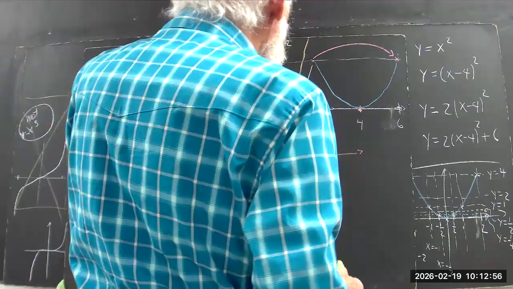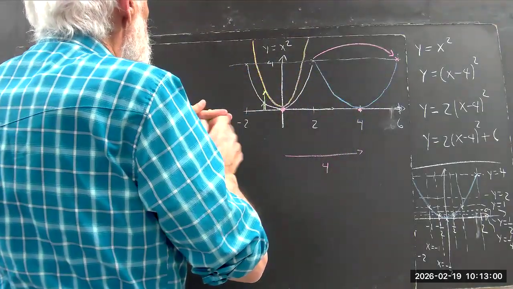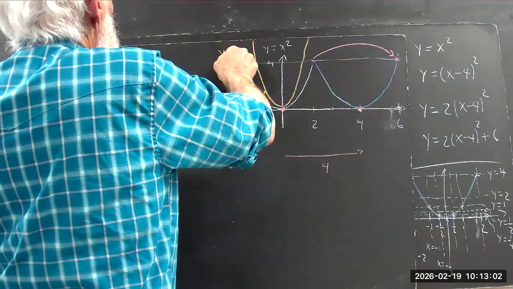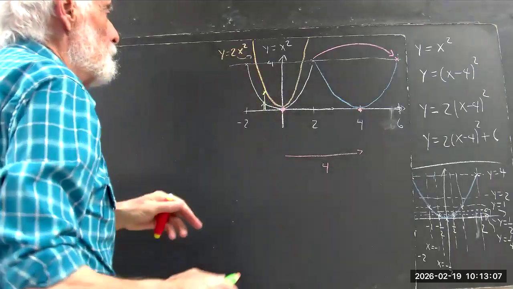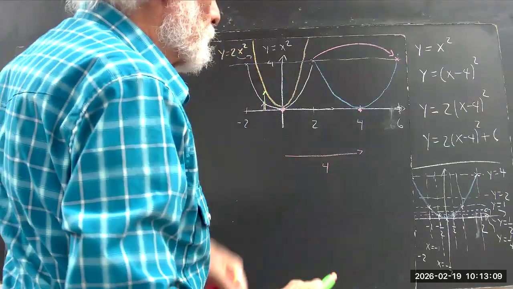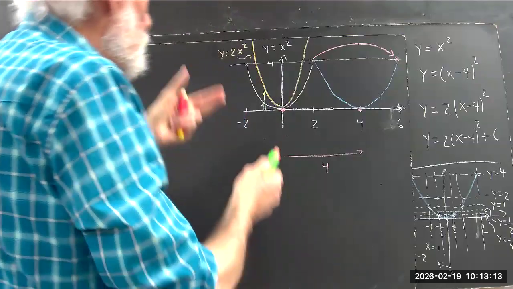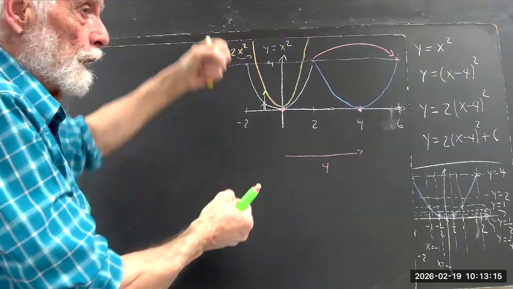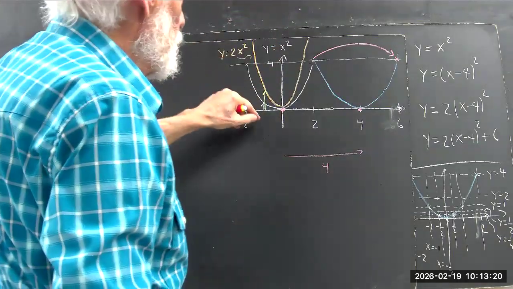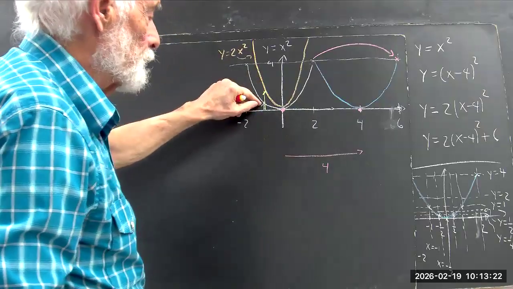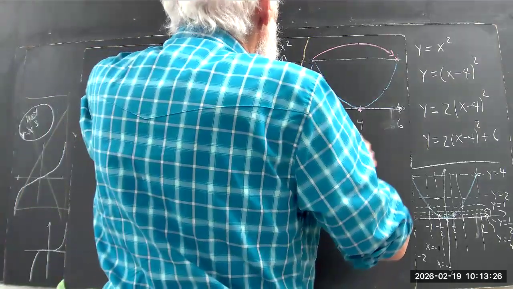So the graph of y equals 2x squared looks something like what I have here. Okay? It looks like the y equals x squared graph, but you've stretched it out in the vertical direction. So it looks a little skinnier, and every point is twice as high as the one on the x squared graph. It's important to understand.